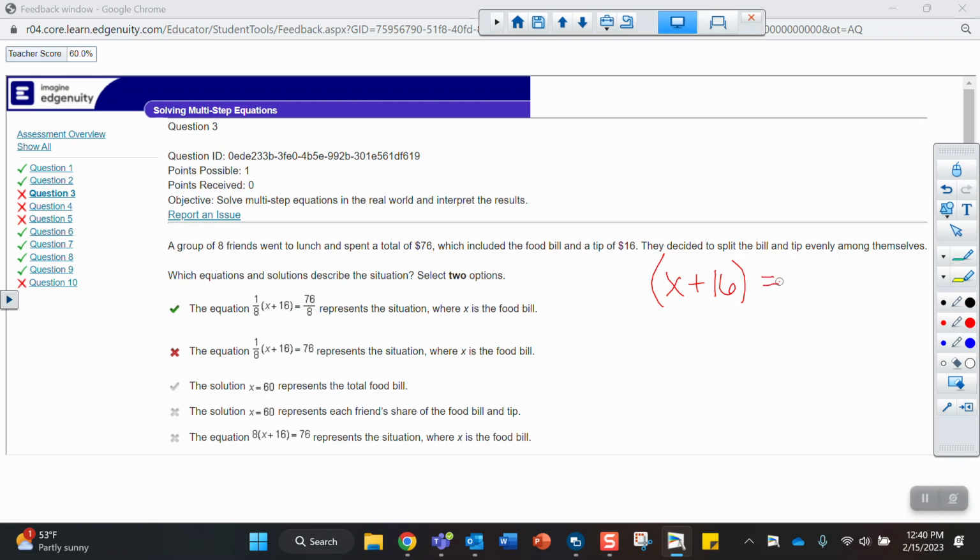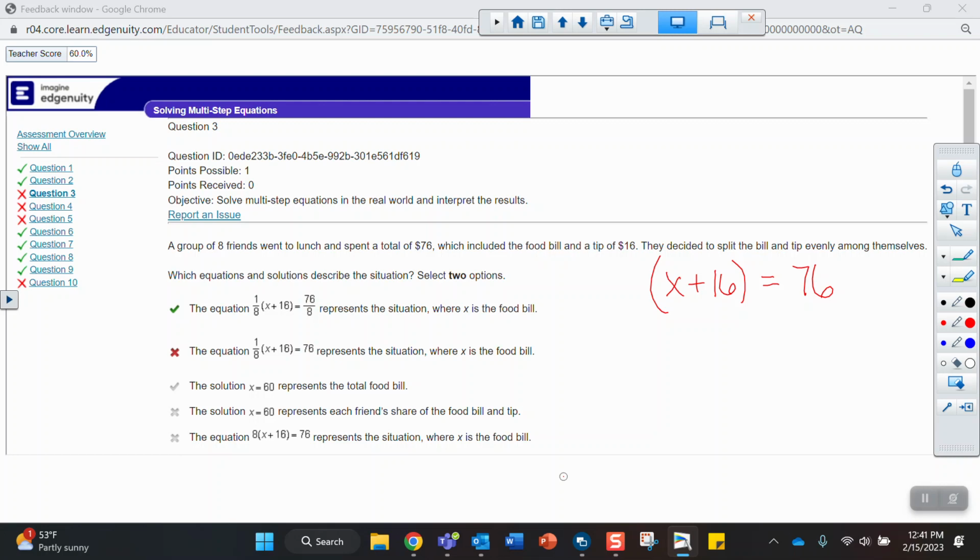And so then that shows the total is 76. Now we want to again split that between the 8 friends. And so the correct equation is that first one. This is actually the equation that would tell you what the food bill is, right? If I just subtract 16, if I take the tip away from the total, I'll find out what the bill is. But you'll notice that that's not an option.